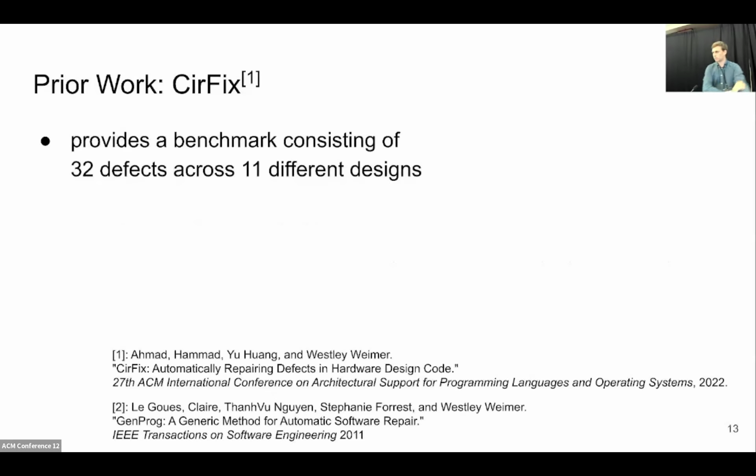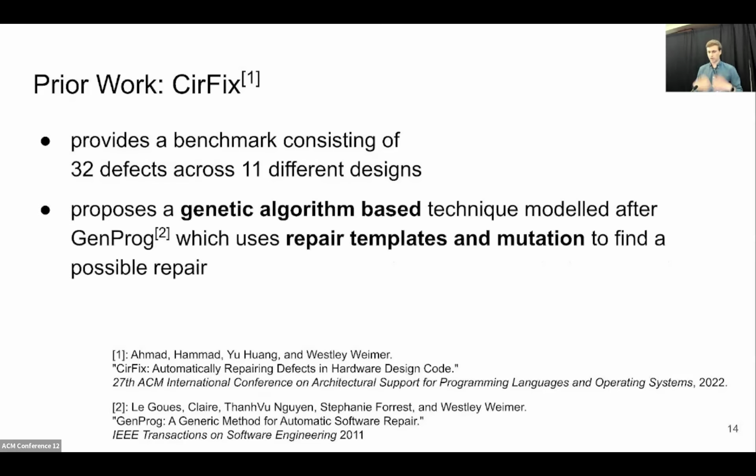Now, there was a nice prior work 2 years ago at ASPLOS that basically inspired this follow-up work. The authors there provide us with this benchmark set of 32 different defects across 11 different designs. They propose an approach of repairing these, which essentially involves a genetic algorithm-based idea that uses some templates and some mutation and some crossover to come up with potential repairs, try them in a simulator, and then see if they work. Unfortunately, the repairs can take quite some time. So the fastest one is 8 seconds, but a lot of them take normally minutes or hours.